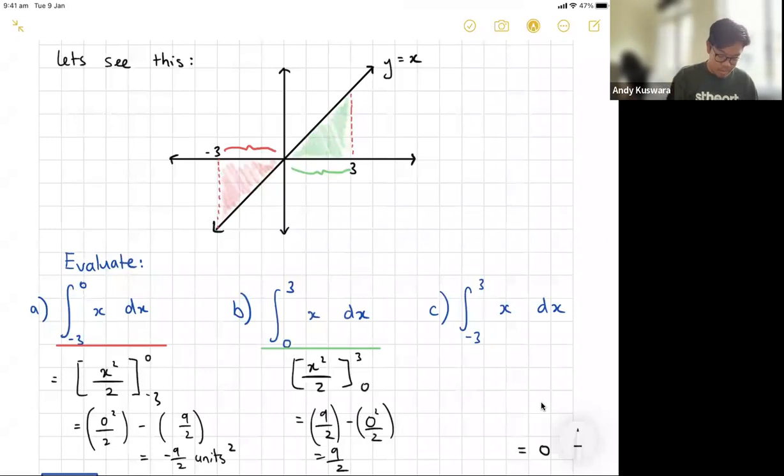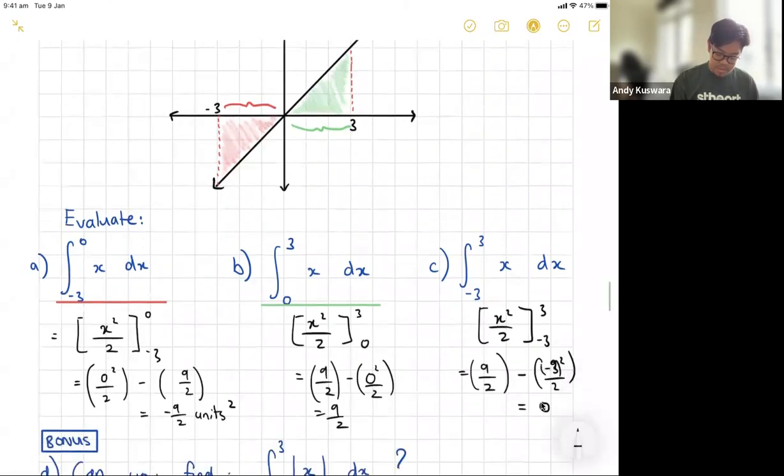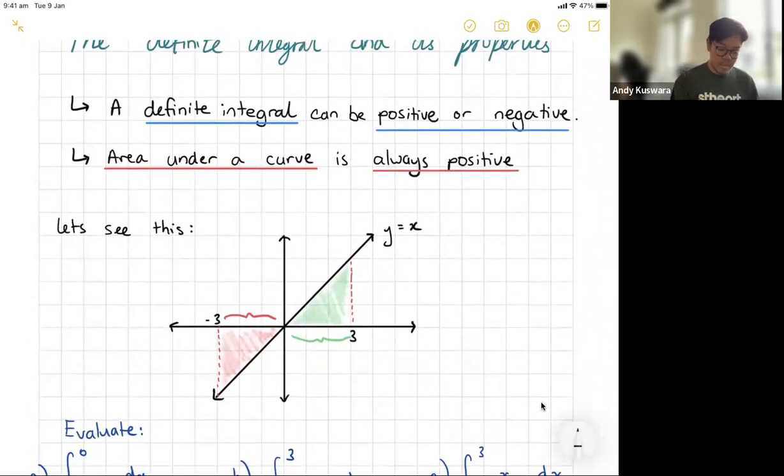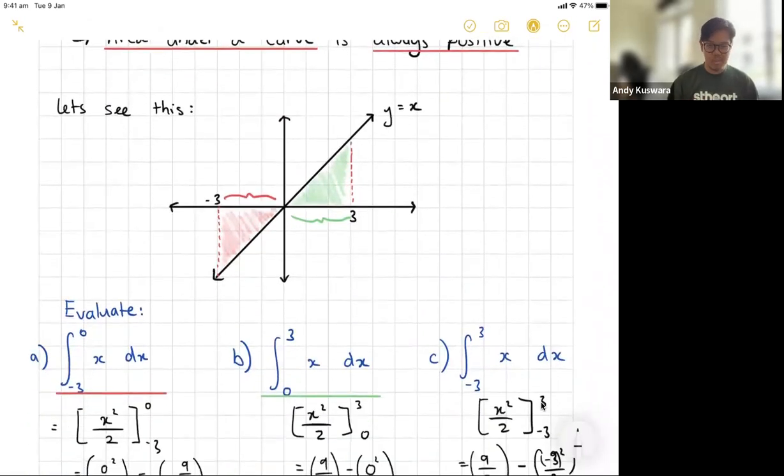So let's take a look real quick. It's going to be x squared on 2 between -3 and 3. And so that's just going to give us 9 on 2, take away -3 squared on 2. Right, so that's actually going to give us 9 on 2, take away 9 on 2, which is in fact 0. So we can have positive or negative, or 0. But if we're talking about area under a curve, it's always going to be positive.